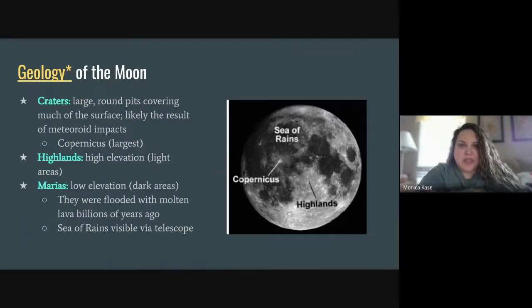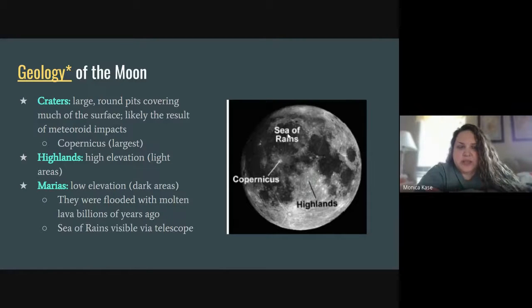Yep, so just like the sun having a lot of vocabulary, we also have that here with our moon. So we've got craters, highlands, and Marias, and they are all something different. We've got our craters, which is something you're probably more familiar with, right? Those pits on the surface of the moon are the result of meteors impacting and colliding with the moon. Those highlands are more of elevation areas. Those are normally represented in lighter colors.